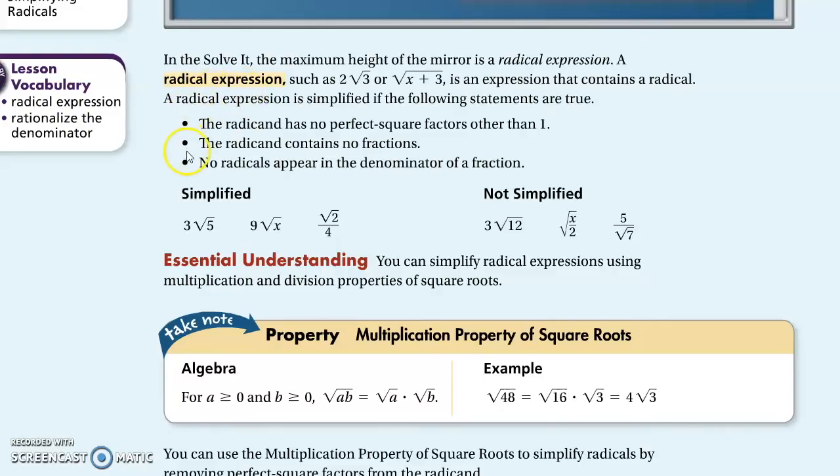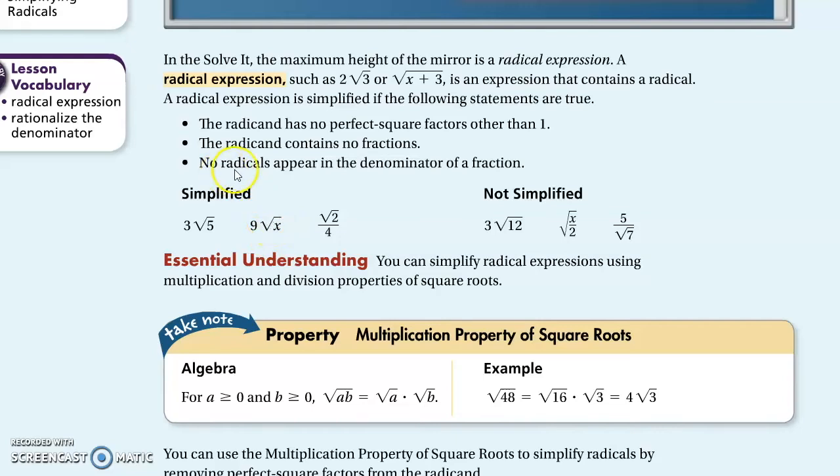So let's look back at these three rules that tell us whether or not we have simplified a radical. The first rule is the radicand has no perfect square factors other than 1. We'll come back to that one. That's probably the most complicated of all three rules to understand. Rule number 2, the radicand contains no fractions. If you look at this example right here, on the inside of our radical symbol there's a fraction. So that means it's not simplified, whereas this one is perfectly fine.